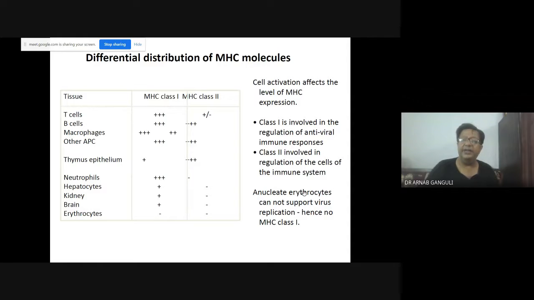Anucleate erythrocytes cannot support virus replication, hence no class 1 molecules. Your blood cells are not affected by virus. Your other cells are affected by virus.